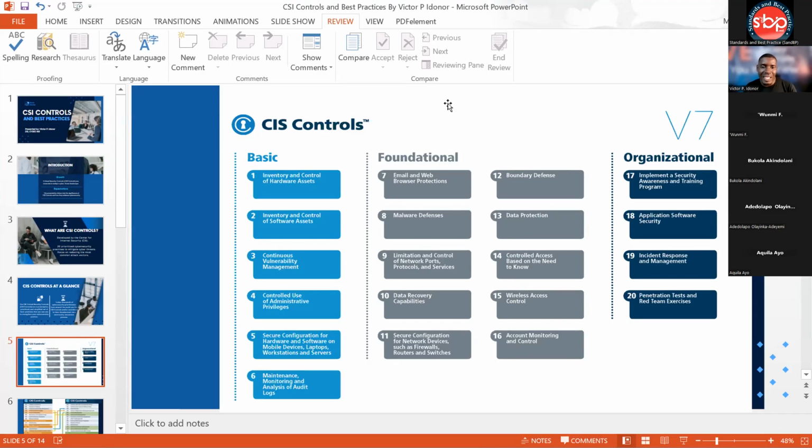Then it also covers the administrative privileges, what controls are in place with relation to administrative privileges. With attacks aiming to escalate privileges in our organization, what controls do we have in place to mitigate such?